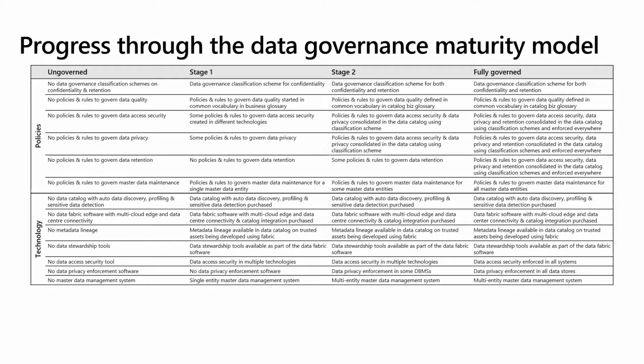If we look at technology, ungoverned would be lacking a centralized data catalog, having no lineage or stewardship tools, and so on, all the way up to fully governed, which would implement all of the items in our ideal framework that we've laid out. Realistically, it's likely any organization will be at various phases within this maturity model. Use something like this to help identify weak areas and prioritize the ones that are most important to your organization.